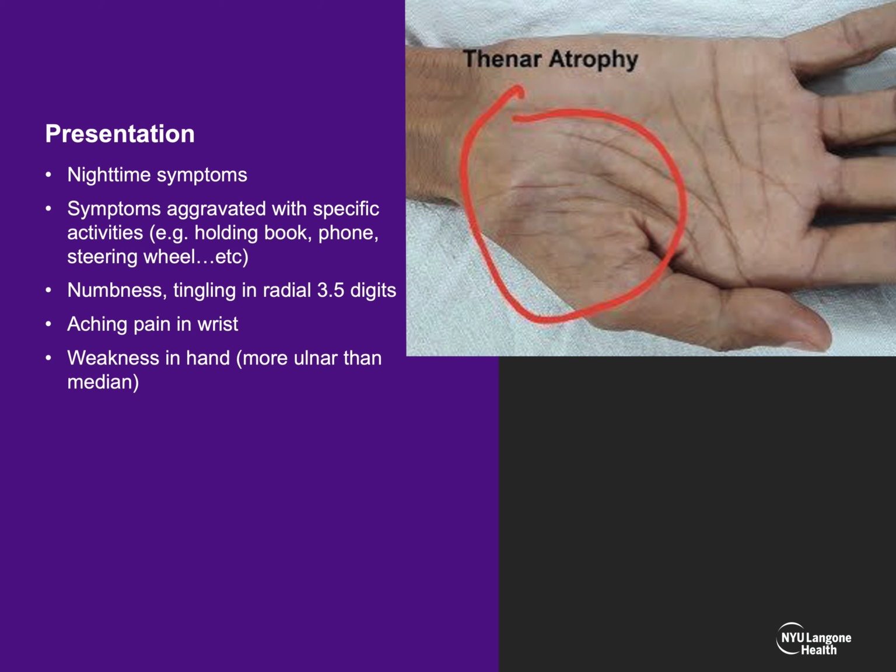And then many times patients do have this aching pain in the wrist. So they may not have numbness and tingling in the fingers, but they just complain of aching pain. But that aching pain is brought about by these reproducible activities. They can also have weakness in the hand. Difficulty with fine motor movements is more ulnar nerve than median nerve, but weakness in the hand can be seen.